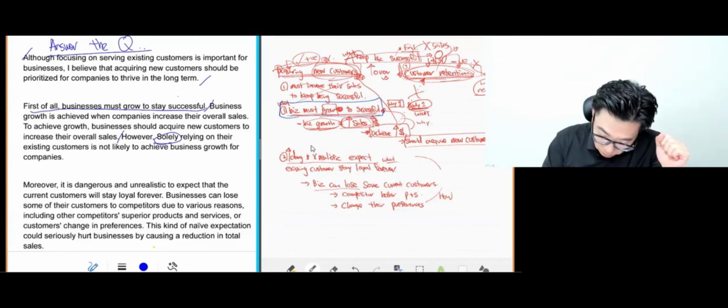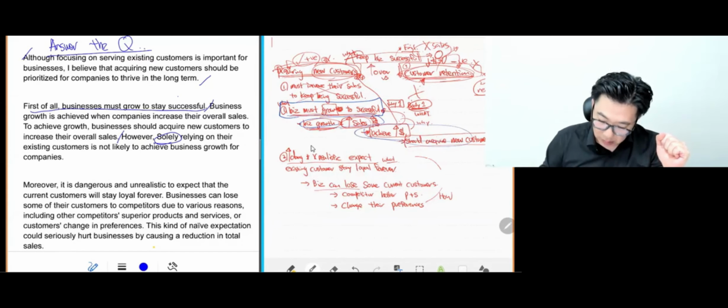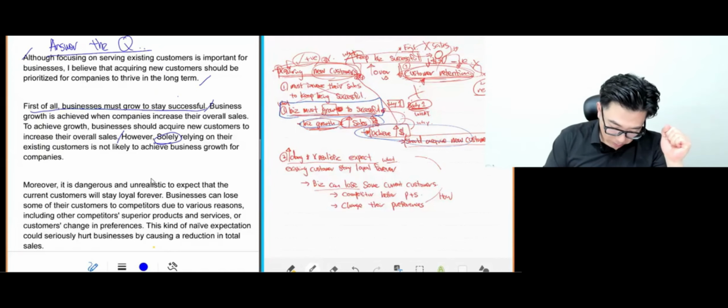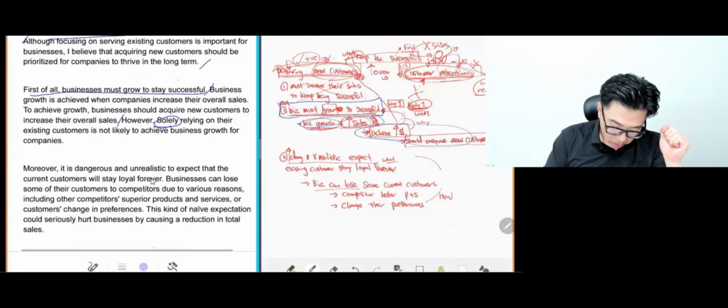So this part and this part is written. And also I wrote one more sentence by putting however, okay? Same thing is not going to be achieved if you just focus on existing customers. Let me scroll down a little bit.